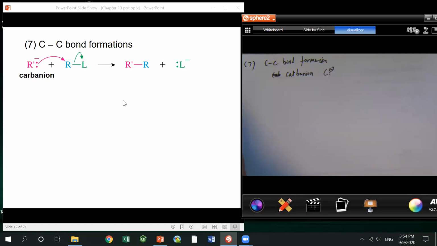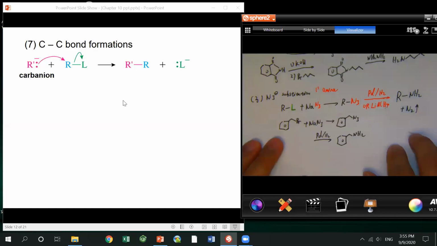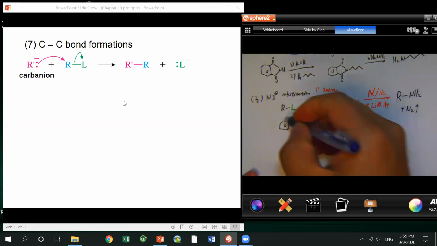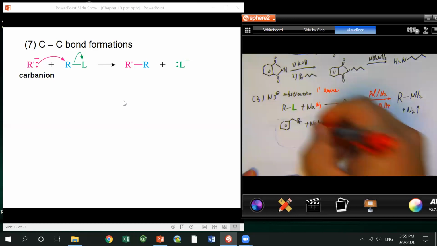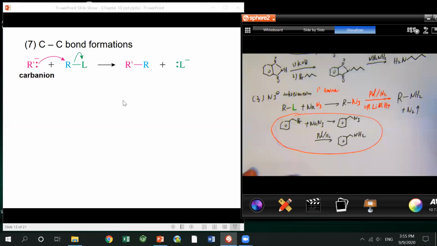Can you show the reaction that you said you are working on in your lab again? Yeah, so that's this reaction. We use the azide to convert primary bromide to primary amine.